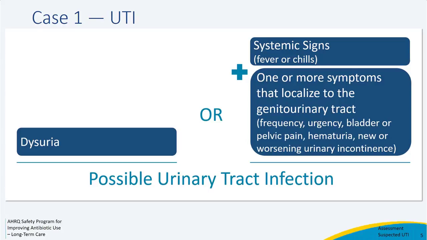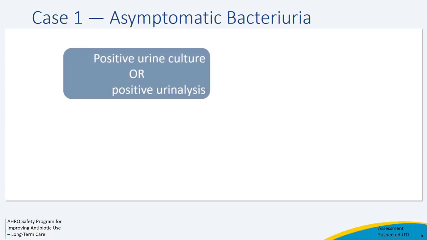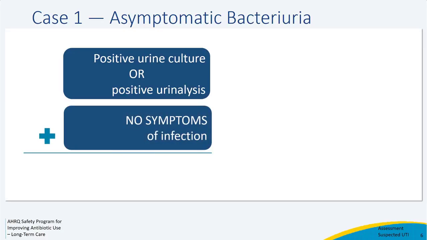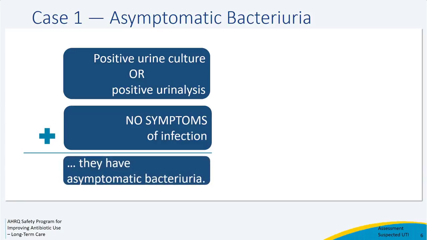Notice what's missing from this list. Laboratory tests. Laboratory tests alone do not tell us if someone has a urinary tract infection. Instead, we use clinical signs and symptoms to decide if we are worried about the possibility of a urinary tract infection. The results of laboratory tests might help guide treatment decisions, to make us think about reasons for symptoms other than a urinary tract infection. If a resident has a positive urinalysis or a positive culture but does not have any symptoms suggestive of infection, they have asymptomatic bacteriuria.